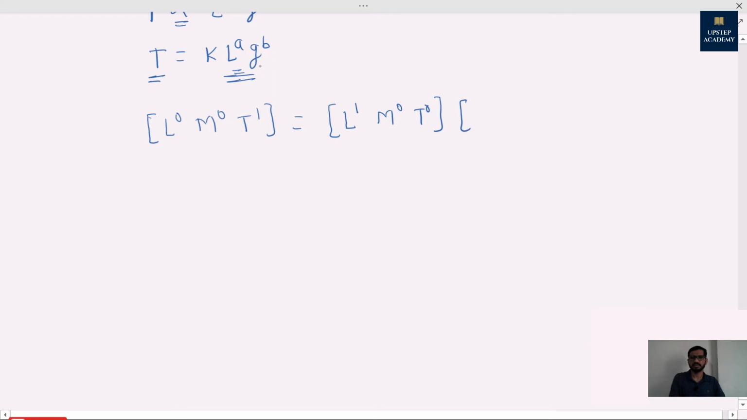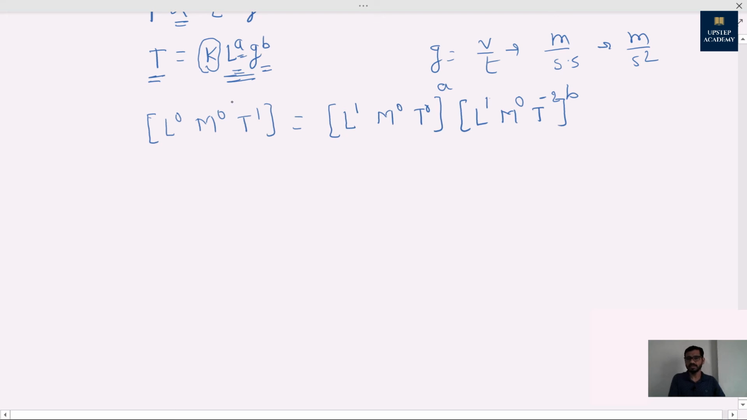And what are the dimensions of g? g is nothing but the gravitational acceleration. Let me tell you what the dimensions of g will be. g is nothing but acceleration. Acceleration is nothing but velocity upon time. Velocity is nothing but meter per second, and this second is present, so meter per second square is the unit of g. So the dimensions are 1, 0 and T raised to minus 2. These are the dimensions of g. So we will put powers on those. The power of this will be a and the power of this will be b. And keep in mind this k we don't have to take into consideration as it is a dimensionless constant.